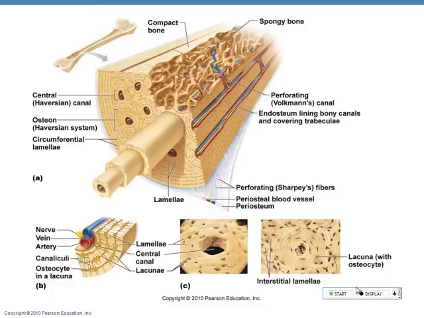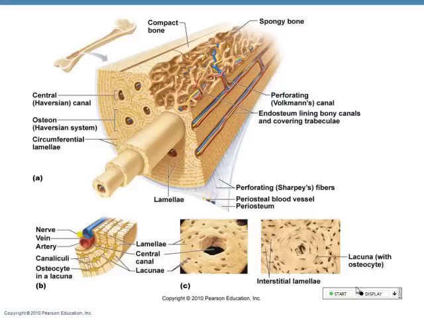So let's go through the terms we have to understand for the histology of bone. Central canal or Haversian canal. Those growth rings called lamellae create something called an osteon. An osteon is basically a group of lamellae around one single food source or central canal.